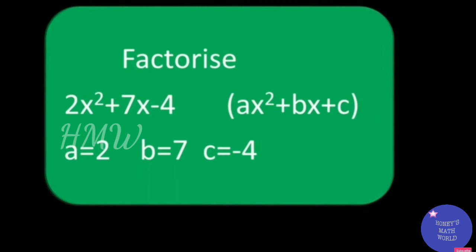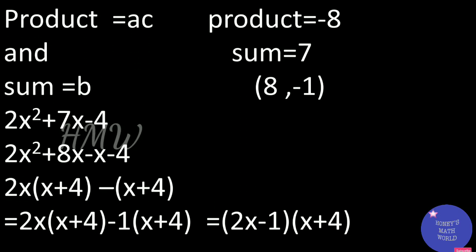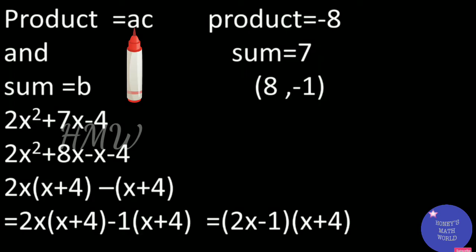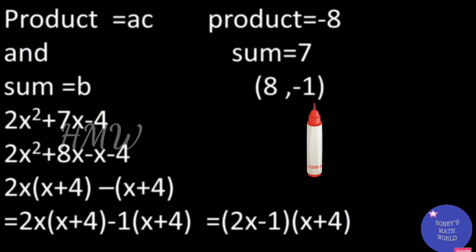Can you represent this as an identity? Either (a plus b) the whole square or (a minus b) the whole square or a square minus b square? No. So now find two numbers that multiply to give ac and add to give b. That is, when you multiply, you should get minus 8 and the sum should be 7. Since the product is minus 8, one of the numbers will be a negative number. So the numbers are 8 and minus 1.